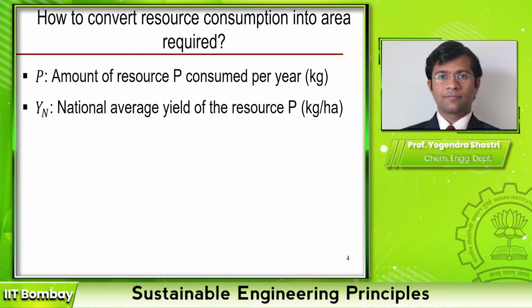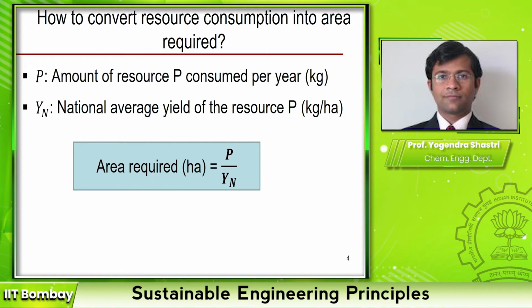So let us assume that Yn is the national average yield of resource P, or in this case, let us say Yn is the national average yield of wheat in kgs per hectare. If you know these two numbers, the calculation of area required is fairly straightforward. The area required in hectares will be P divided by Yn. So that will convert the resource that you are consuming, in this case P, into the area required.